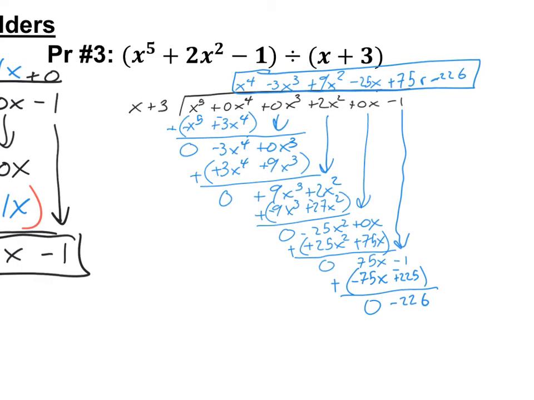Okay, it was kind of a long problem, but here's what you should have. X to the 4th minus 3x cubed plus 9x squared minus 25x plus 75 with a remainder of negative 226. Whew, a lot of work. Here's all my work there. You may want to pause the screen.